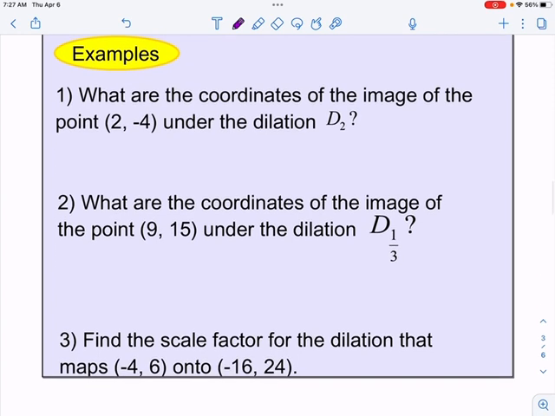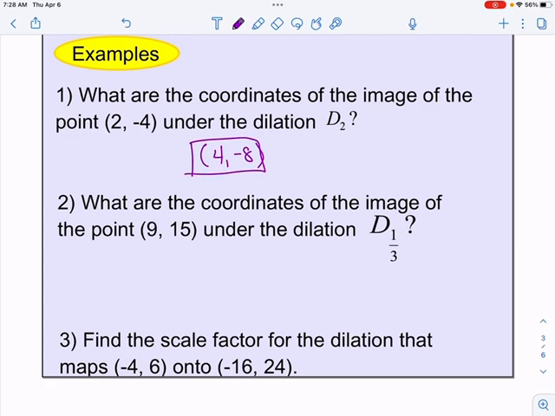Okay, a few short examples to get started here. What are the coordinates of the image of the point (2, negative 4) under a dilation of 2? Literally all you're doing is taking each of your x and your y and multiplying it by 2. So 2 times 2 is 4, and negative 4 times 2 is negative 8. So your answer there will be (4, negative 8).